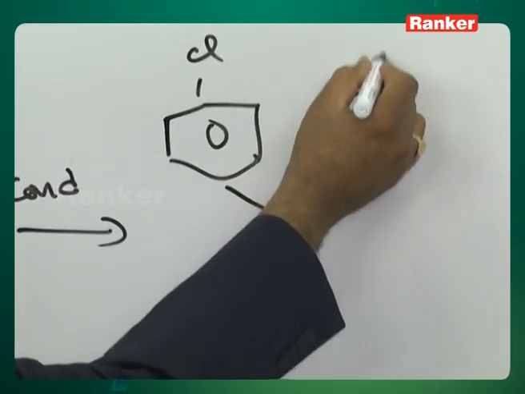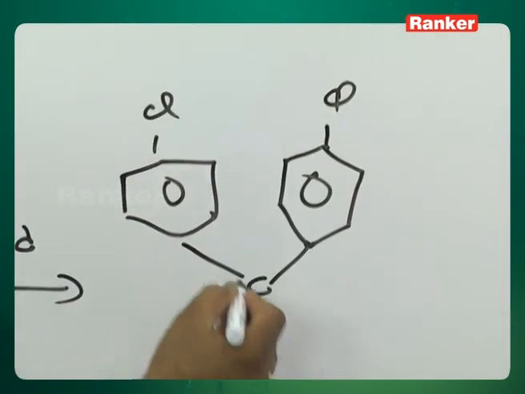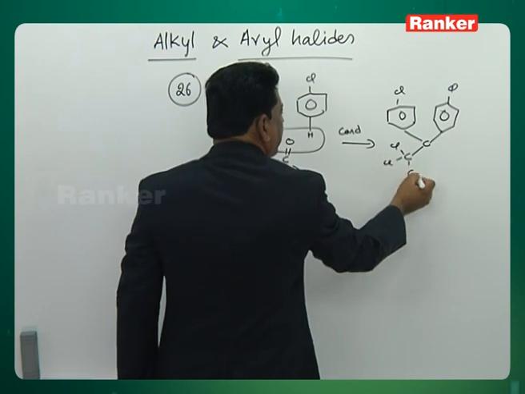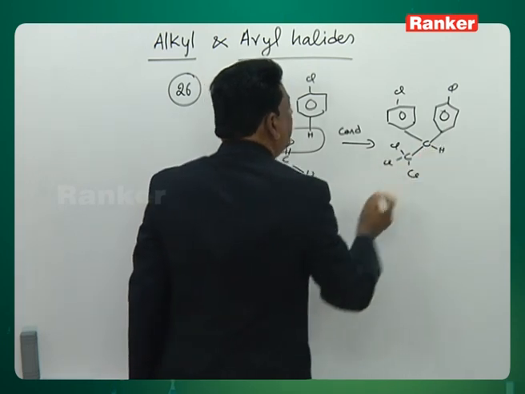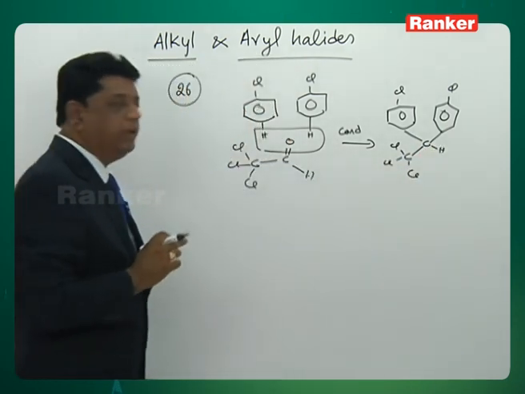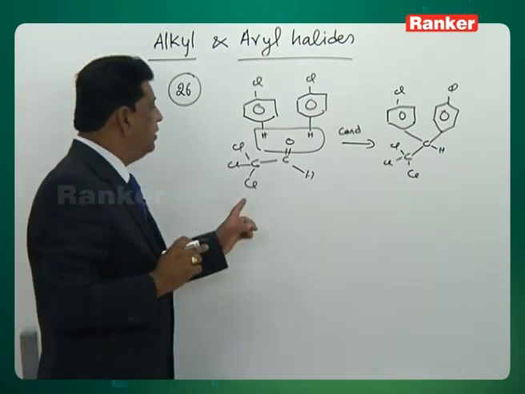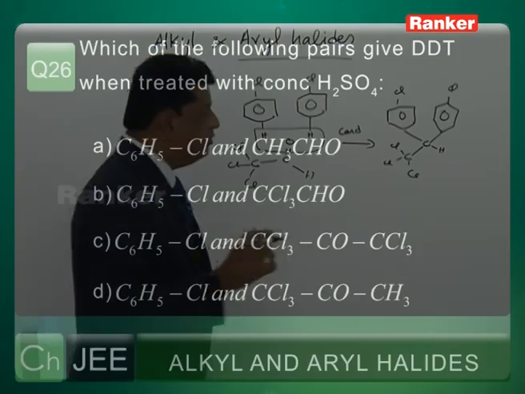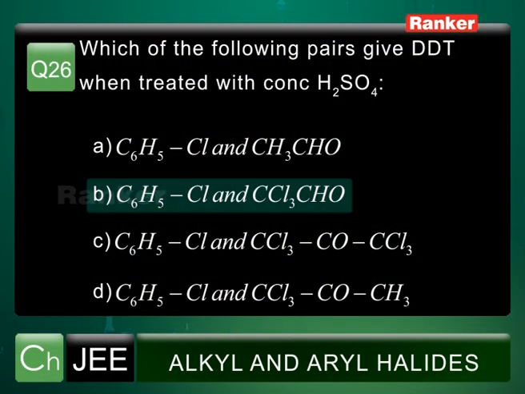This is called dichloro-diphenyl, and having 3 chlorines, that is trichloroethane. Dichlorodiphenyltrichloroethane is known as DDT. It is prepared from phenyl chloride and chloral, that is trichloroacetaldehyde. So option B is the right answer.